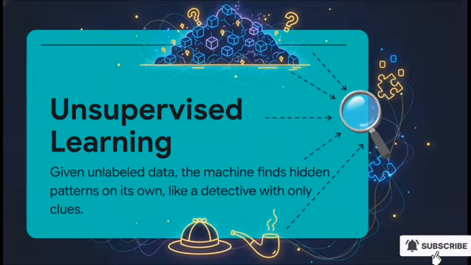Next up, we have unsupervised learning, and I like to call this one the curious detective. This is the complete opposite of what we just saw. Here, there are no labels, no answer keys. You just give the machine a huge pile of data and say, "Go figure it out." The machine's job is to find patterns and create its own groups, just like a detective who only has a bunch of clues and has to figure out how they're all connected.